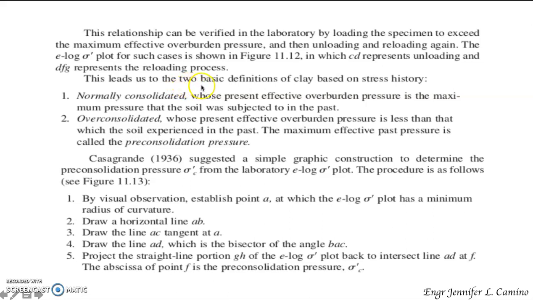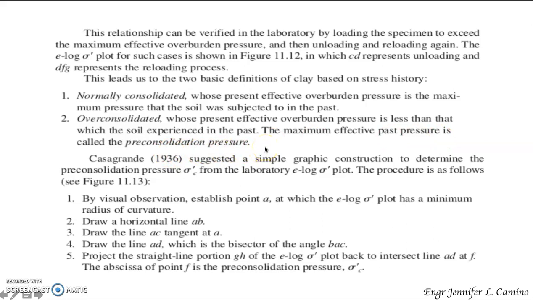The figure illustrates what leads us to the two basic definitions of clay based on stress history: normally consolidated and over-consolidated. When we talk about normally consolidated, the present effective overburden pressure is the maximum pressure that the soil was subjected to in the past. And over-consolidated soil is one whose present effective overburden pressure is less than that which the soil experienced in the past. The maximum effective past pressure is called the pre-consolidation pressure.